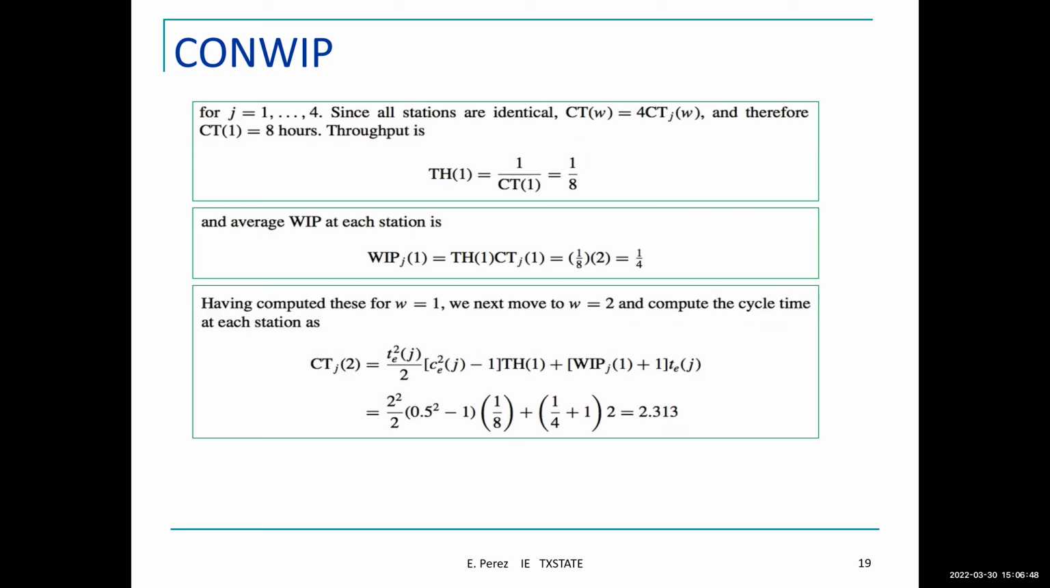Having computed this for W1, we next move to W2. We can use the values that we found for CT1, WIP1, and throughput 1, and substitute them into this equation for 2. That's what I meant by an iterative process. You find the values for 1, and now you can use those values for computing 2. You find the 2s, then you find the values of 3. You find the 3s, now you find the values of 4, and so on.